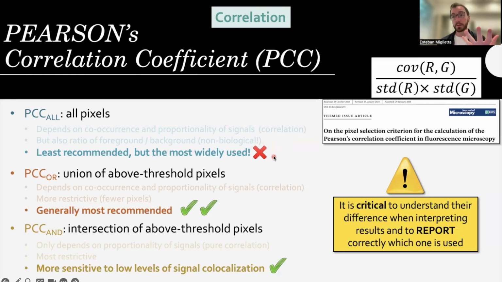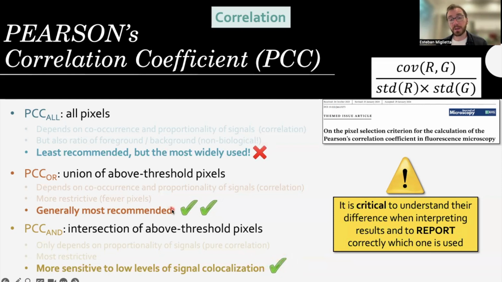Whenever someone uses Pearson's correlation coefficient, it is using all the pixels in the image. The PCC AND is the most sensitive to low levels of colocalization, so it's a good option if you don't have highly co-occurring labels, but you want to see, okay, in those places that they co-occur, how is the relationship to one another?